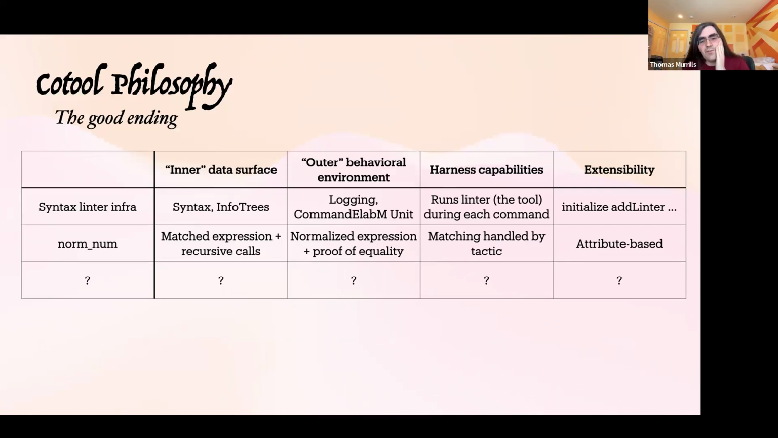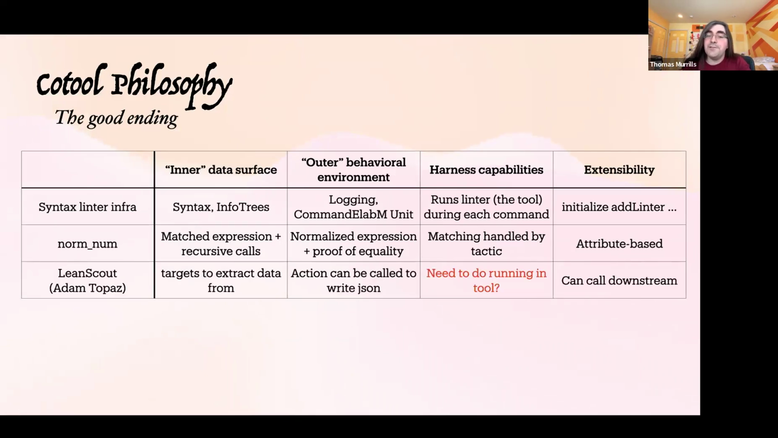And if you've read the abstract of my talk, you might have expected the wrong thing. I'm talking about Lean Scout, which is something by Adam Topaz. This is a library for extracting data files from entire libraries. So you could run Lean Scout on Mathlib and get all the types, for example. And importantly, you get them in JSON. So it has the inner data surface, it has the outer behavioral environment. You can write to JSON when you're writing your data extractor, and it's extensible. Your data extractor can be written downstream in your own library. You don't need to rely on Lean Scout's capabilities. But you do need to actually do the running in the tool.